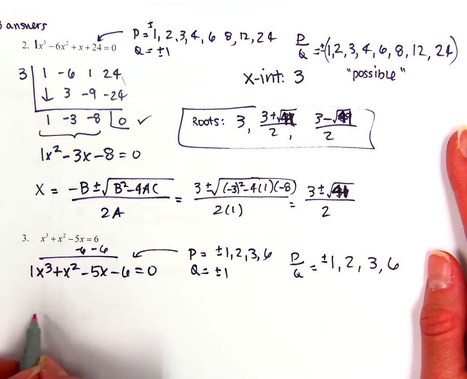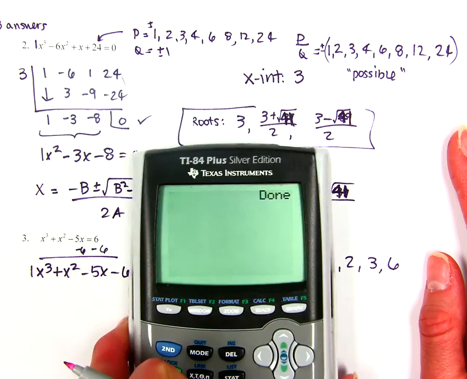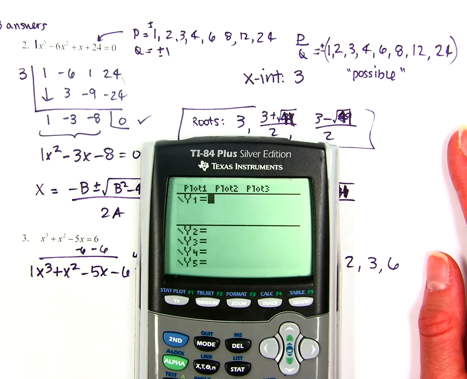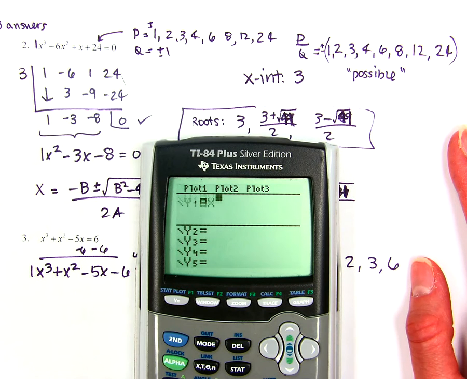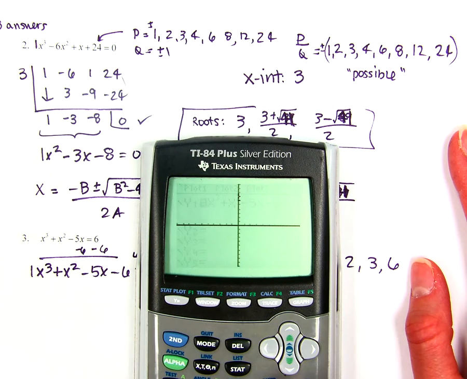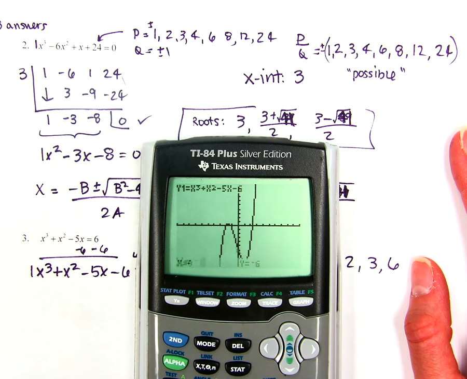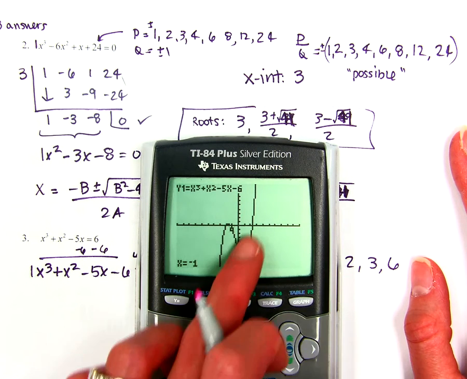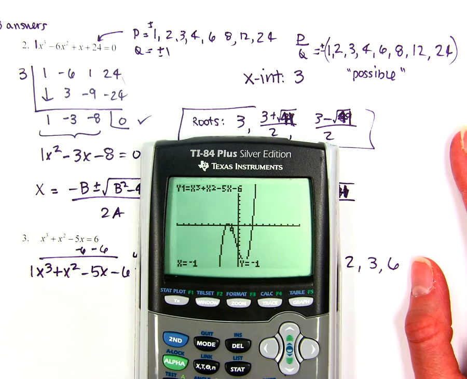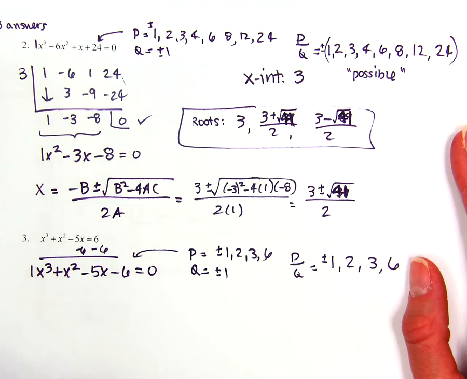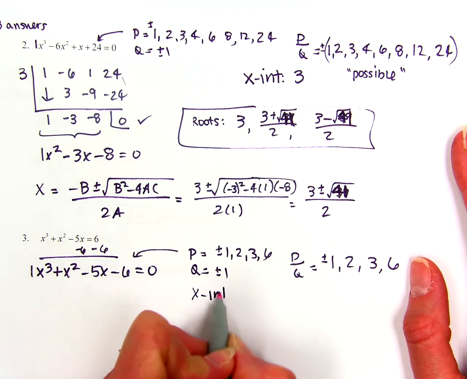All right, so I'm going to look at my calculator and see if I can find an x-intercept that is on my list. So it looks like -2 or -1. So I'm going to hit trace, and it's -2. It's not -1. And this is in between 2 and 3. So we said -2 is the one that worked. So on my calculator, I found an x-intercept of -2.